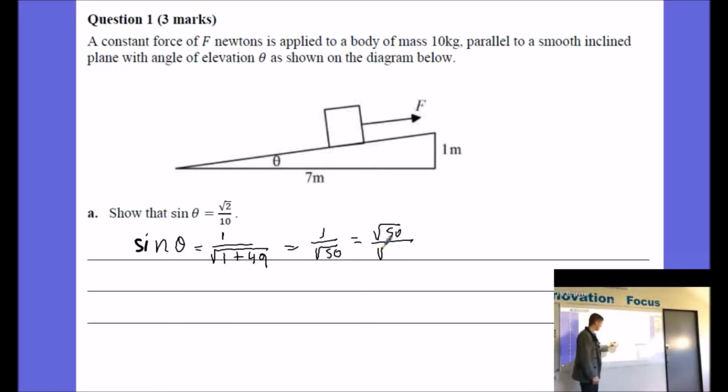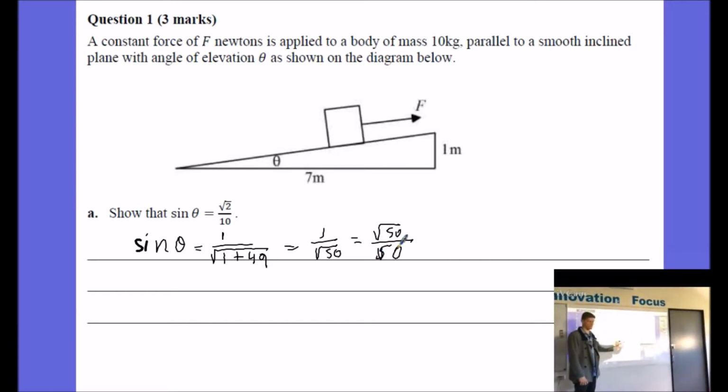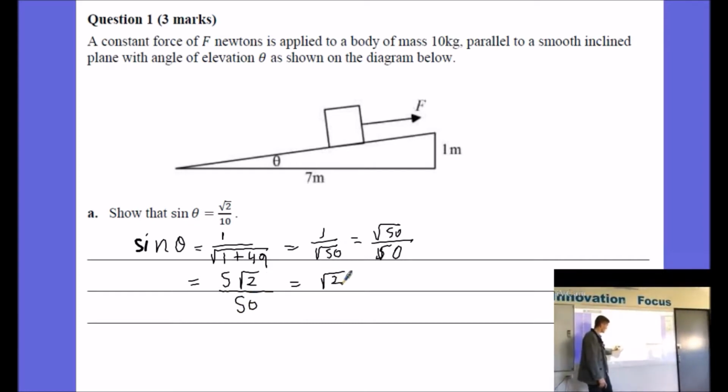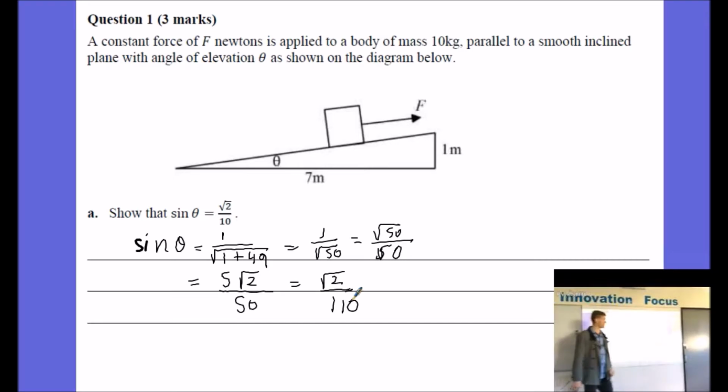Multiplying by root 50 on root 50, out of the 50 we have 2 lots of 25. The square root of 25 brings 5 out of the root, and finally 5 into 50 gives us root 2 on 10. There we go. Nice, easy problem to begin with.